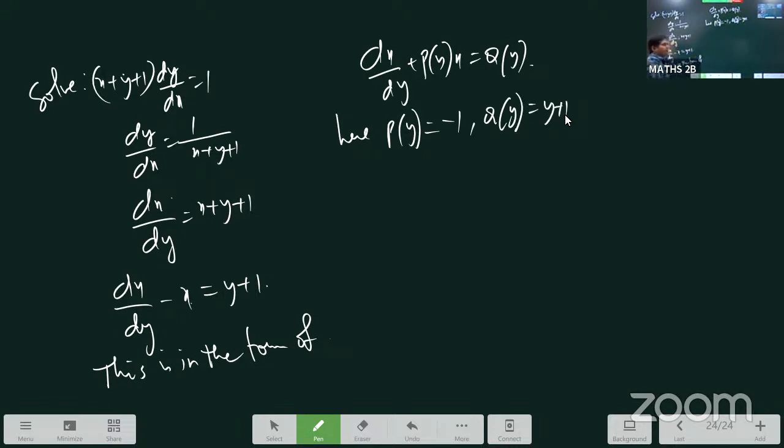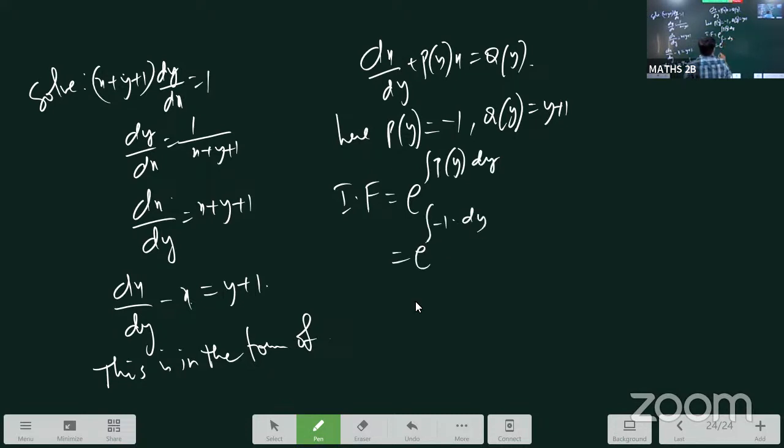Is it clear? So whenever you come across a sum like this, dy/dx equal to 1/(x + y + 1), you are going to take the reciprocal compulsorily. So P(y) equals −1 and Q(y) is y + 1. Now the integrating factor is e to the power integration of P(y) dy, e^(∫−1 dy), which is e^(−y). Now let us write the solution.